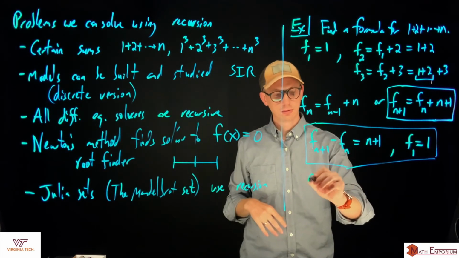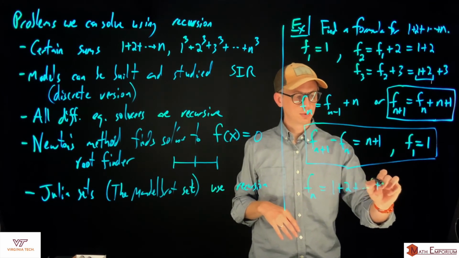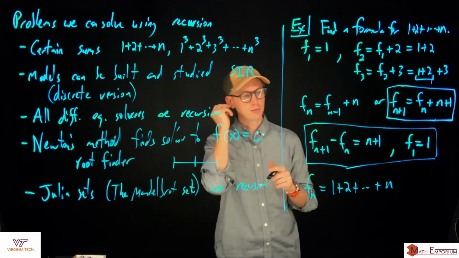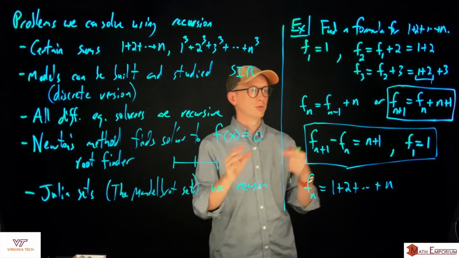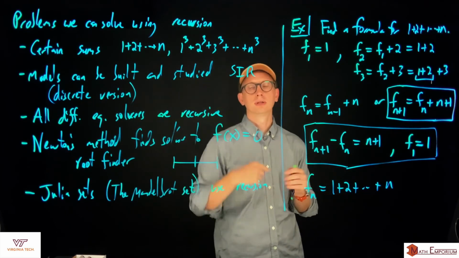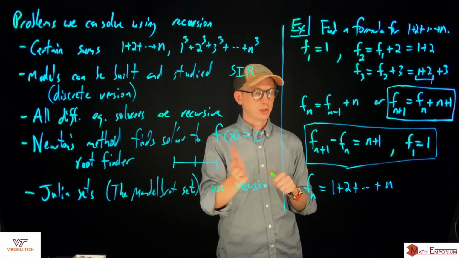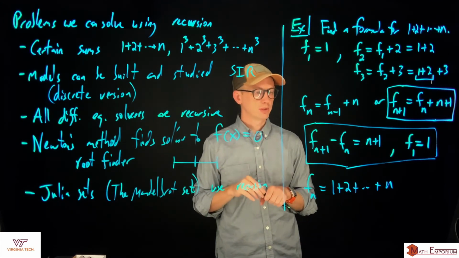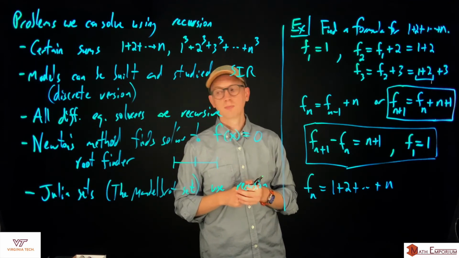So Fn equals 1 plus 2 up to n. If we get a formula for Fn, we'll have a formula for the sum of the first n integers. This technique is just as good if you want to use powers or other weird sequential sums. As long as the sum can be written in this way, you can use this technique.